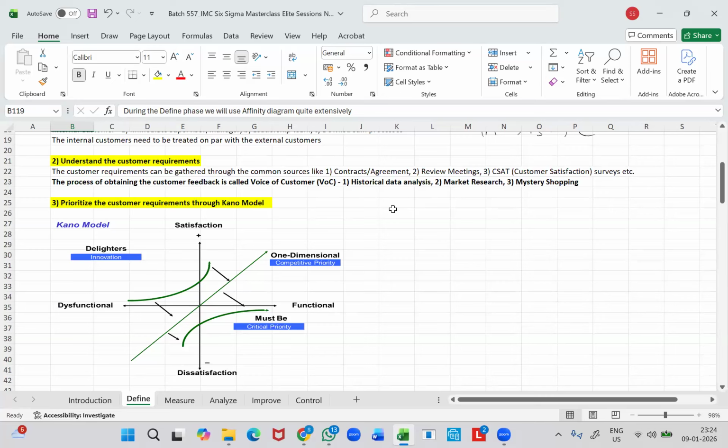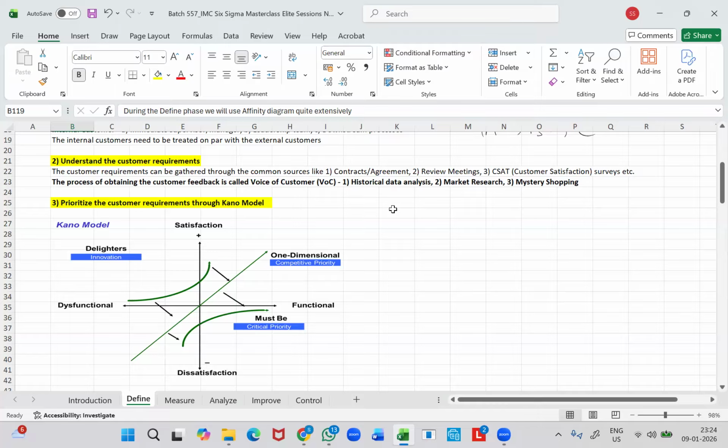Could be accuracy percentage or something to do with the timeline, right? Exactly. So there will be a target provided either by the internal customer or by the external customer. Correct. So without a target, we will not be measuring that performance metric. So all these performance metrics will be measured against a target.